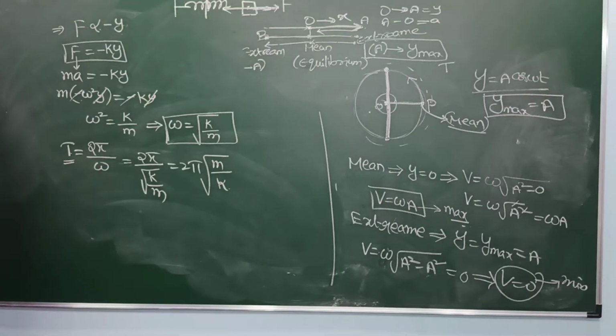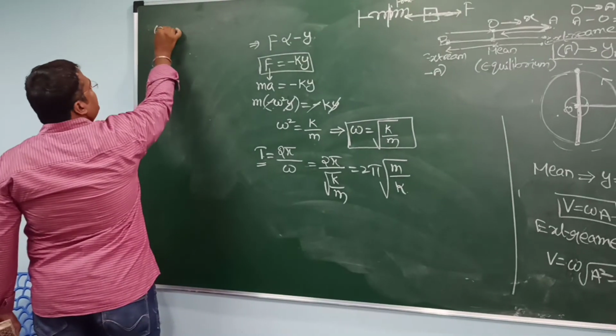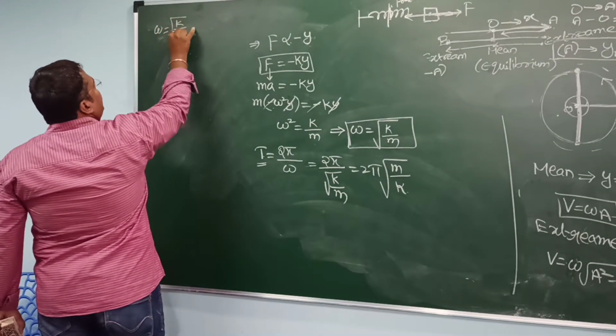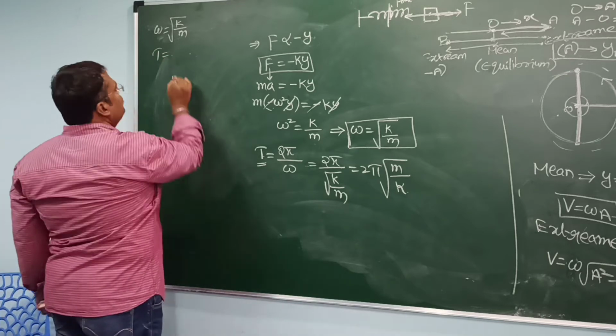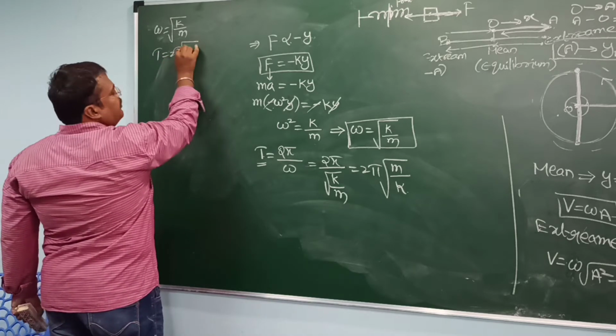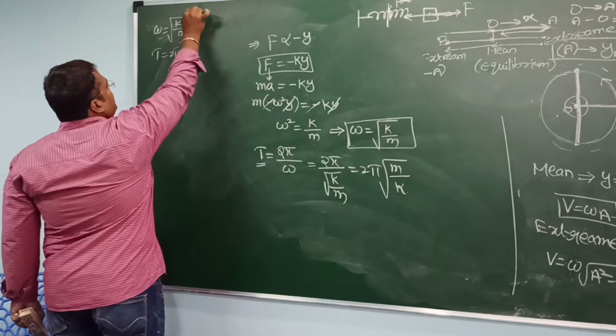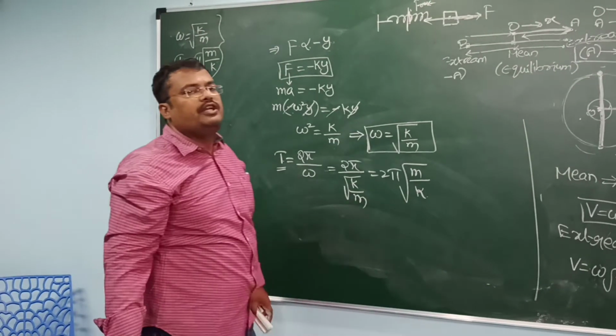Omega is equal to square root of k divided by m, and time period T is equal to 2 pi square root of m divided by k. These two formulas let us try to remember.